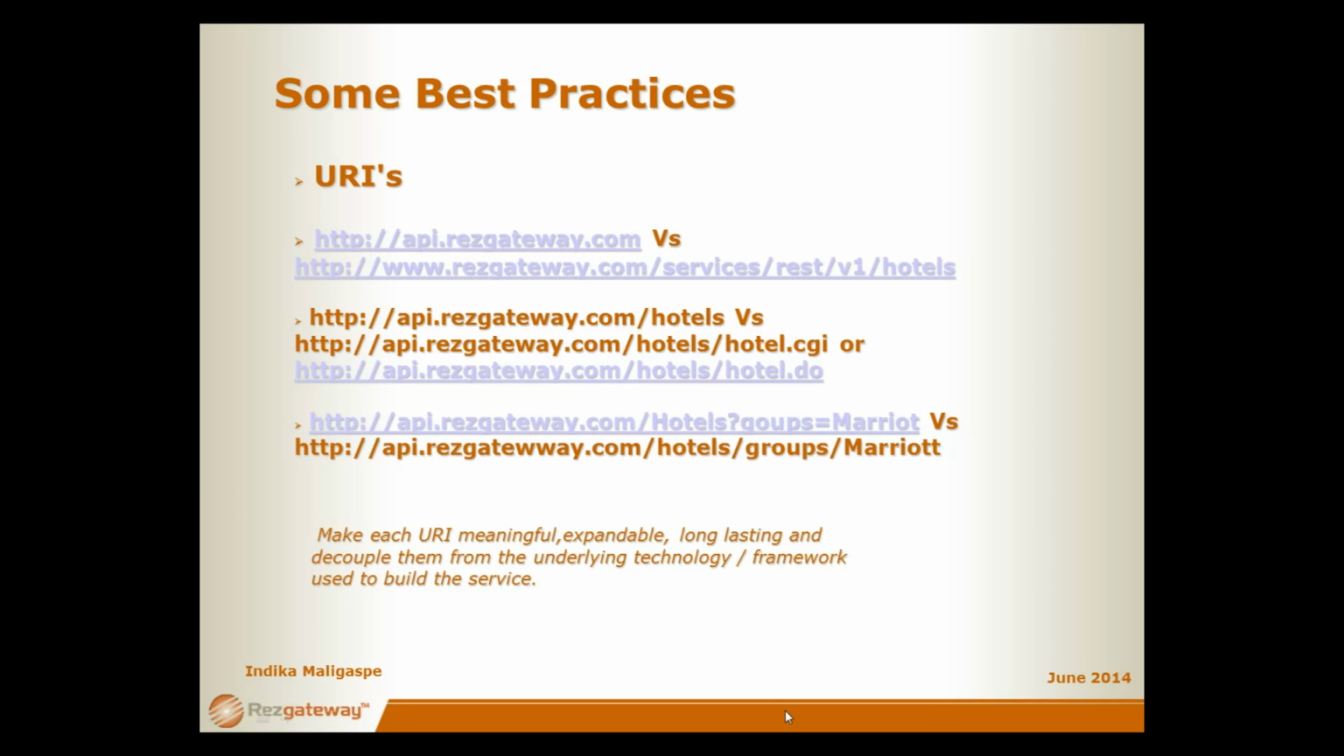Also, look at the last URI where it says api.restgateway.com/hotels?groups=Marriott. Now this URI is actually trying to give you the hotels which are in the group Marriott, which is one way of using it. But if you really look at it, you are limiting your URI. You are not in a position to expand. Whereas if you look at the second one, api.restgateway.com/hotels/groups/Marriott, now you're expanding a URI. So it can be hotels/groups/special groups, and then you can have groups. So you can expand your URI. So it's a better way of drilling down or mining into your resources rather than using query strings with criteria. So in essence, make each URI meaningful, expandable, long lasting, and decouple them from the underlying technology.